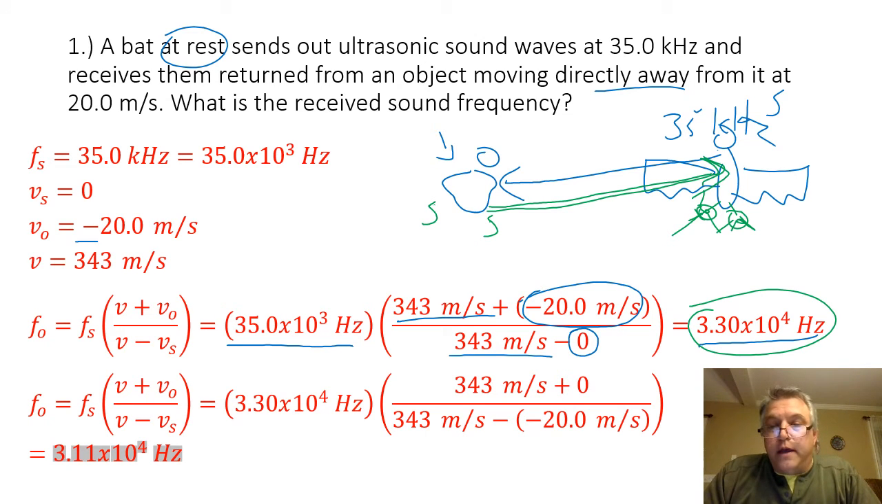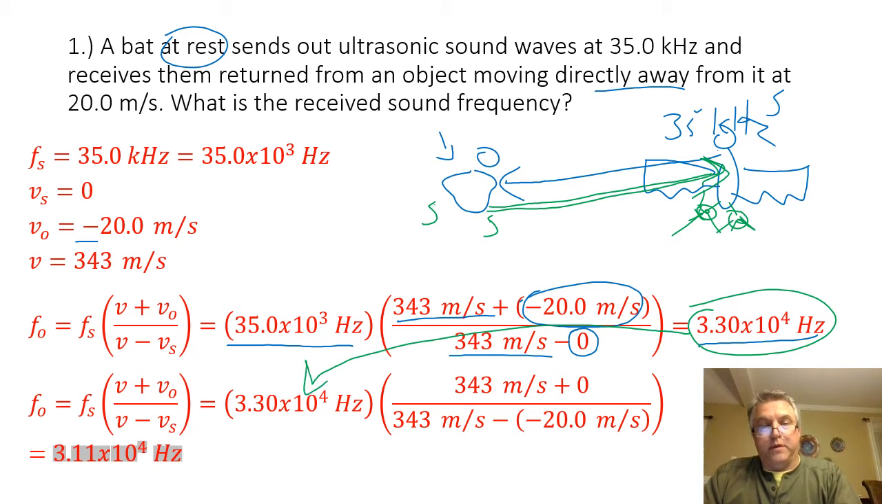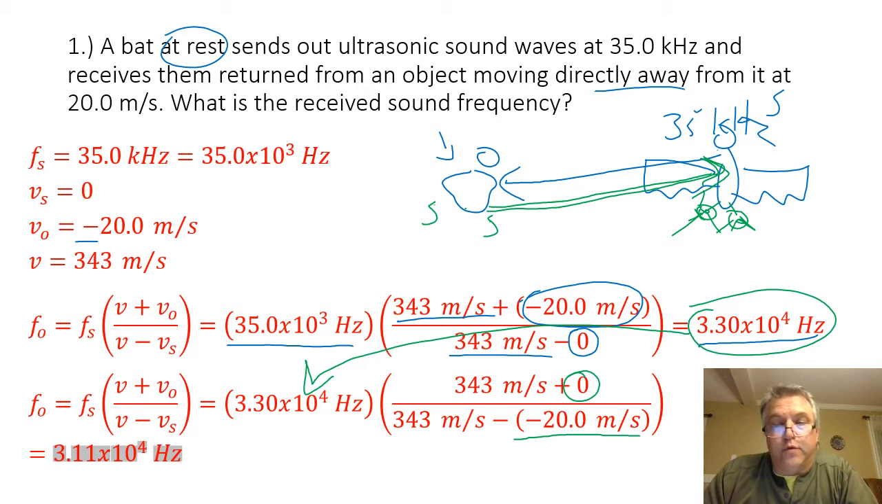Now I'm going to plug all that into the Doppler equation again. This frequency becomes my source frequency because that's what's being reflected back to the bat. My bat now becomes the observer, so I plug 0 in for the velocity of the observer, and this object becomes the source of the sound wave, so I plug negative 20.0 meters per second in for the source. When I do that, the bat is going to receive a frequency back of 3.11 times 10 to the fourth hertz.